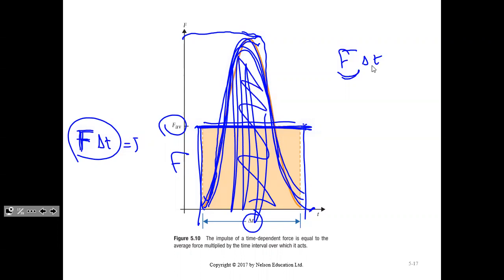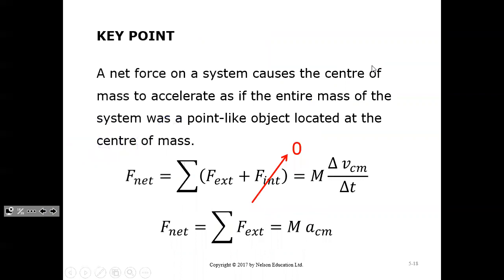Suppose it is a constant force, you can see F into delta T is the area under the curve. So even for a varying force, it has to be the area under the curve. So we get the average value for this force by drawing the average such that it gives the same area as the actual force. That's how you get the average force.